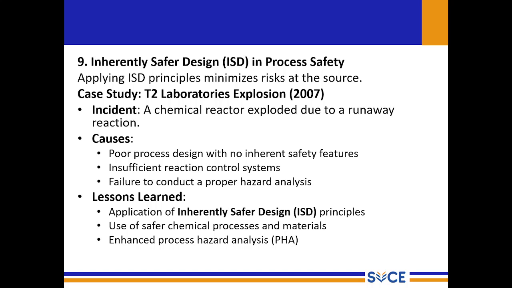So what lessons can we learn from this? Application of inherently safer design principles. Design processes to eliminate hazards rather than control them later. Use of safer chemical processes and materials, so substituting hazardous chemicals with safer alternatives. Implementing reaction kinetic studies to understand chemical behavior. Enhanced process hazard analysis: conduct detailed hazard studies before scaling up reactions. Use process safety management systems for continuous monitoring.